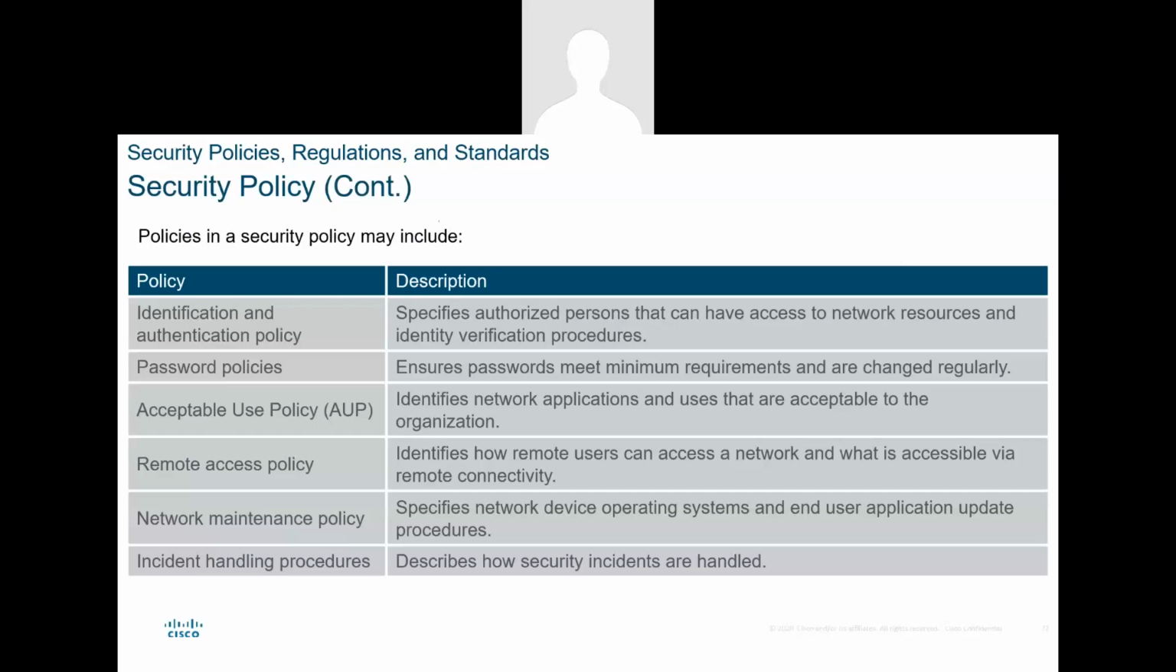Now, some of the types of policies you may see are an identification and authentication policy, specifying authorized persons that can have access to network resources; password policies, which ensure that passwords are changed regularly and meet minimal requirements for complexity; remote access, which identifies how remote users can access the network; and incident handling procedures, which describe how security incidents are handled. And you may have a lot more policies in your security policy.